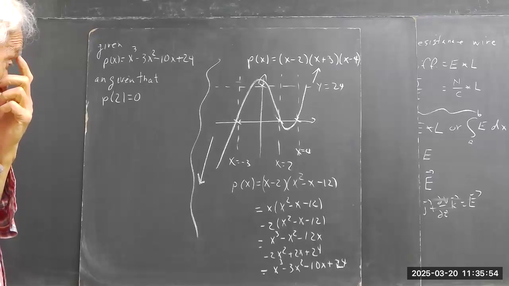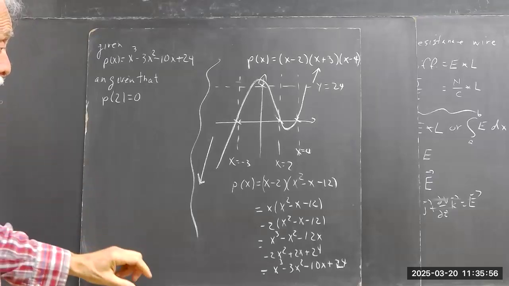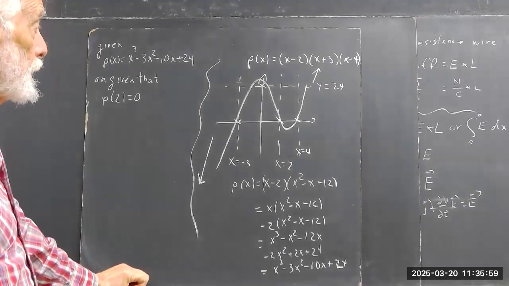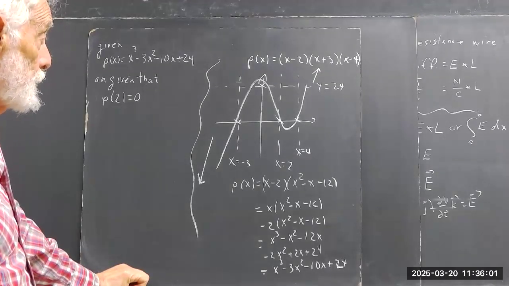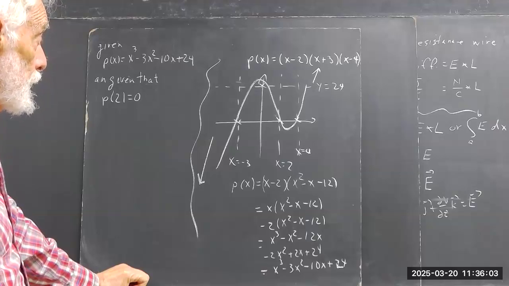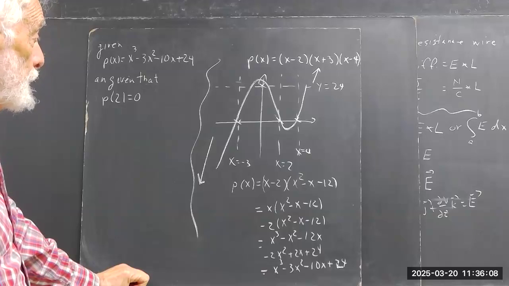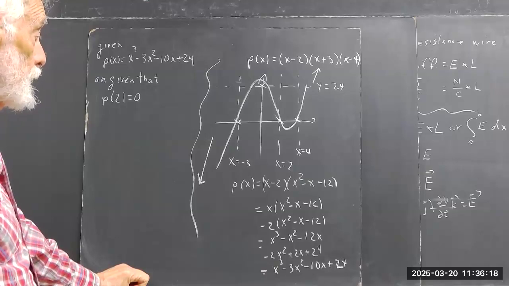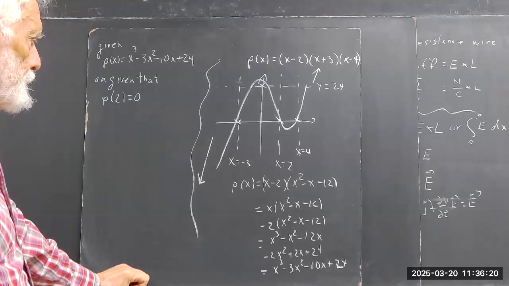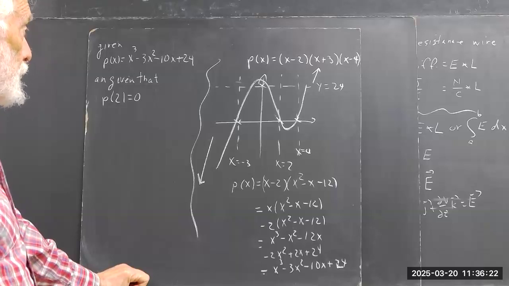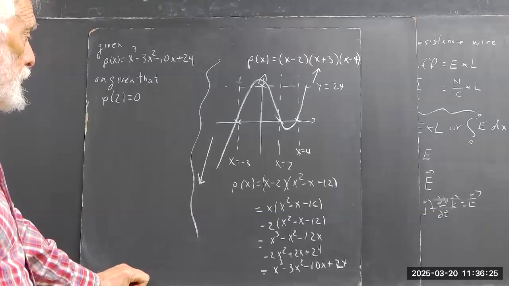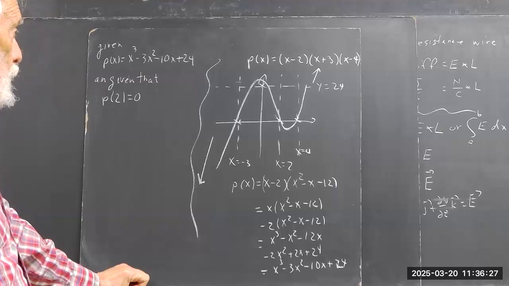I may have made a mistake down here because it doesn't seem to work out. Check my arithmetic. x squared minus x minus 12 is going to give me an x cubed, minus 2x squared, and the minus x squared is minus 3x squared. It's going to give me 2x minus 12x, minus 10x, and 24.